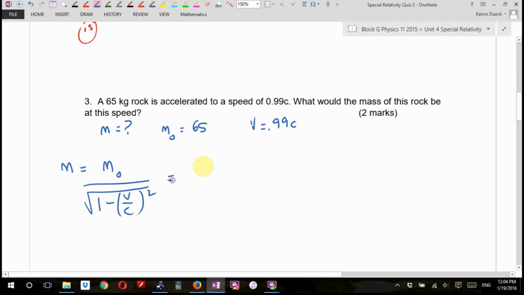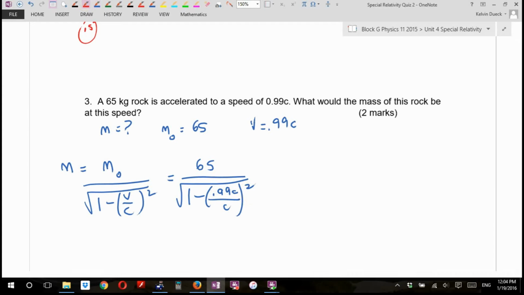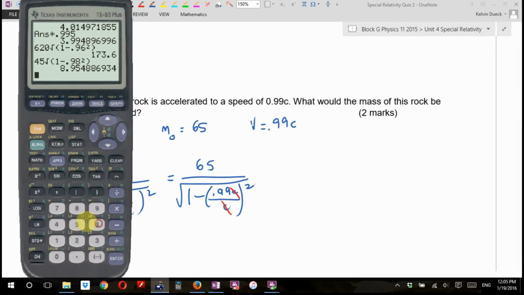So, Mariah, it's going to be 65 divided by the square root of 1 minus (0.99c over c) all squared. Jared, is there a c in the top of the fraction? Is there a c in the bottom of the fraction? What's the word I'm looking for? There you go. Okay. And you'll notice also, Jared, I'm showing a little less work. If you're comfortable with your calculator and you can get to the answer from this, I'm good with that. We practiced enough that most of you are there. So I'm going to go 65 divided by square root bracket, 1 take away 0.99 squared.